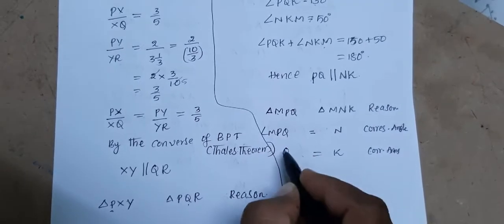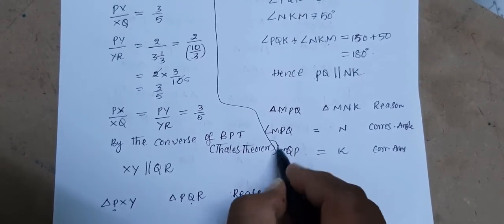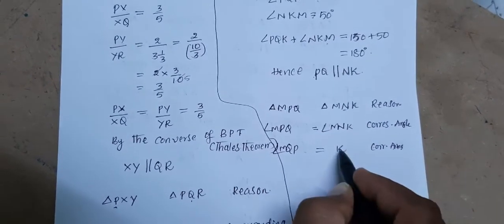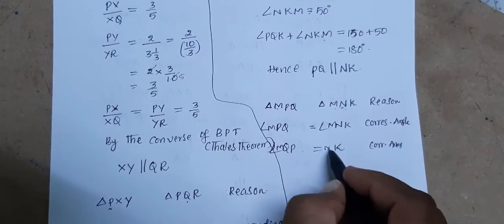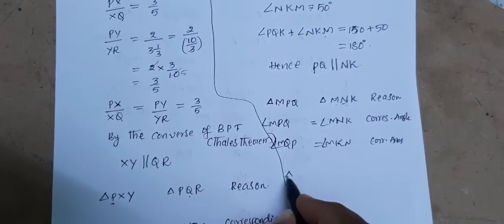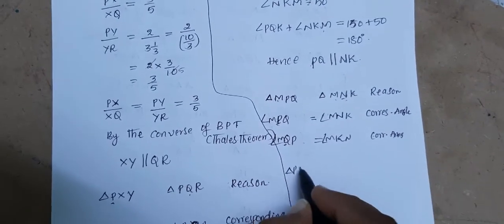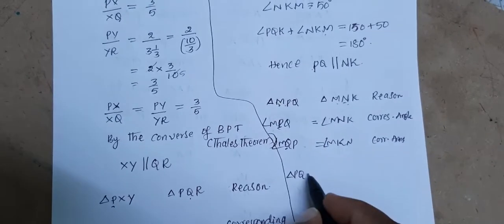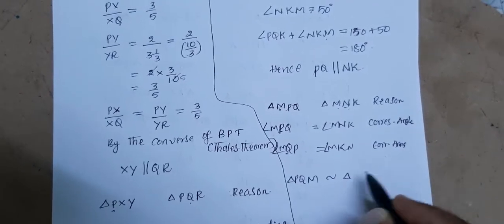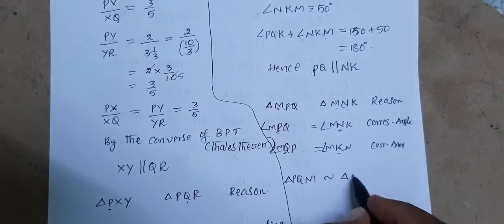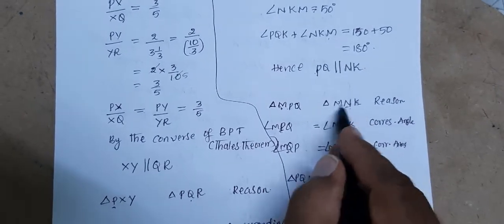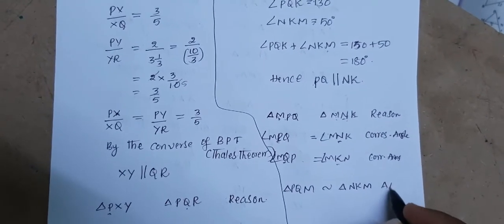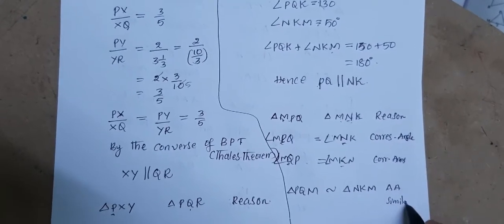P is completed, remaining angle MQ. Q already completed, MP angle. N is completed, remaining MK. K is completed, remaining MN angles. So triangle middle letters, PQ remaining M, NK remaining M, right? So triangle MPQ is similar to triangle MNK, AA similarity.